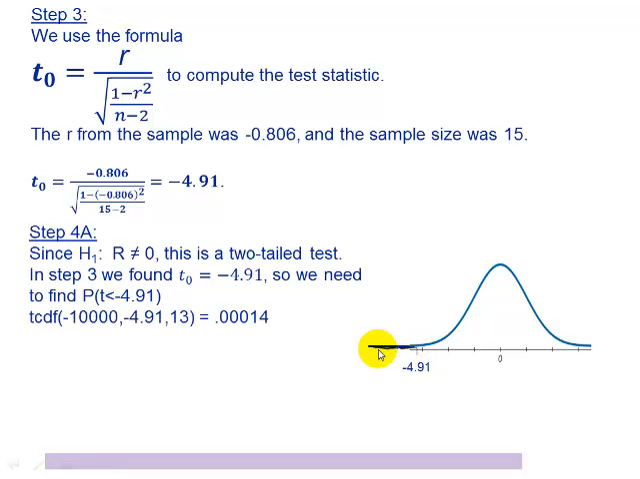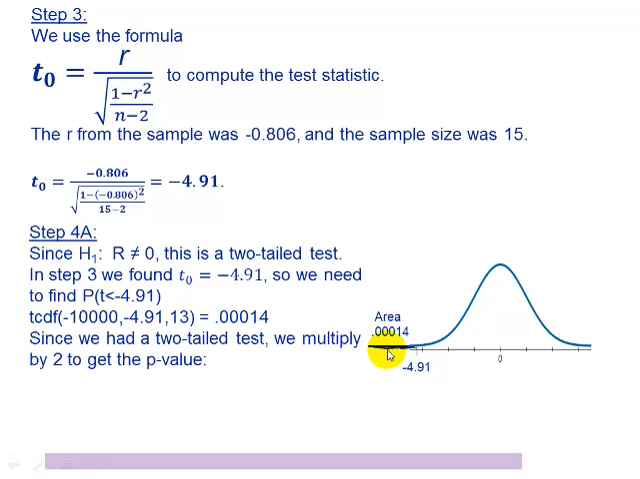In order to find this area first, we would use TCDF on your calculator. And again, since we're doing the left tail, we're going to start at a big negative value, so negative 10,000, go up to our test statistic of negative 4.91, and we have 13 degrees of freedom. That gives us 0.00014. So that's the area under this tail of the curve. Since we had a two-tailed test, we're going to multiply this by 2 to get our p-value. So our p-value turns out to be 0.00028.